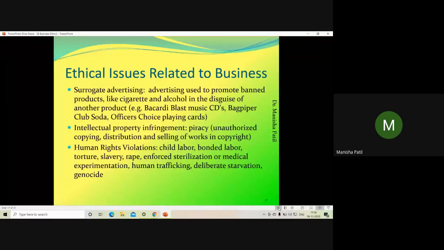Next one is human rights violation. Here we are concerned with child labor, bonded labor, torture, slavery, rape, enforced sterilization or medical experimentation, human trafficking, deliberate starvation, and genocide. For example, when we talk about Kashmiri carpets, they are world famous, but to produce that particular carpet, young children as young as 6 years old are made to work for around 18 hours a day.